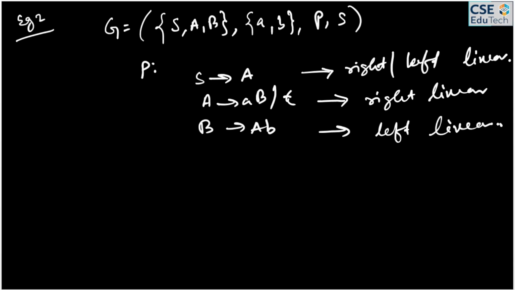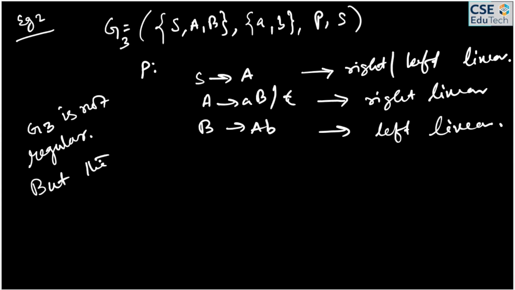Clear? So the grammar G, you can say it is G3. So the grammar G3 is not regular. Clear? But the grammar is a linear grammar. But the grammar G3 is a linear grammar.